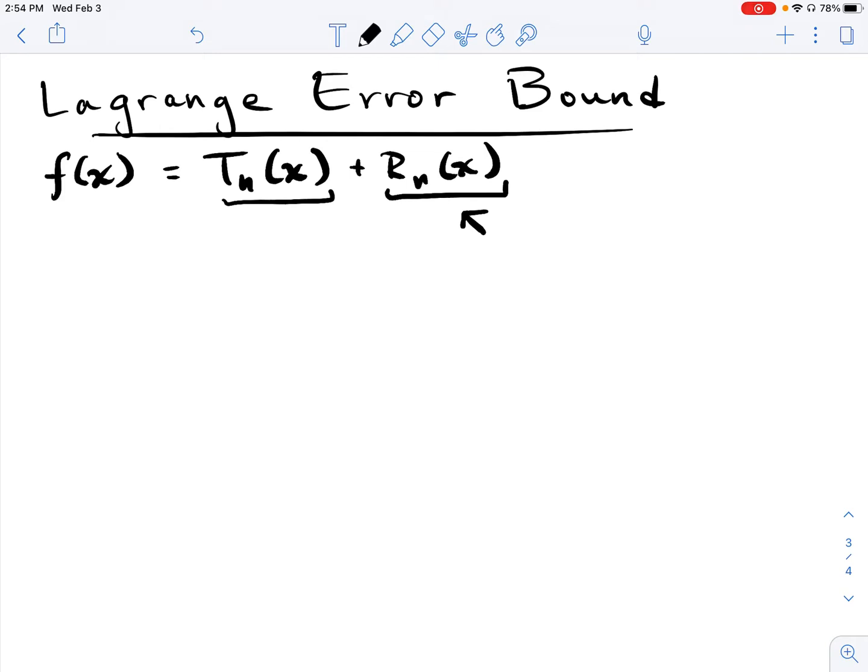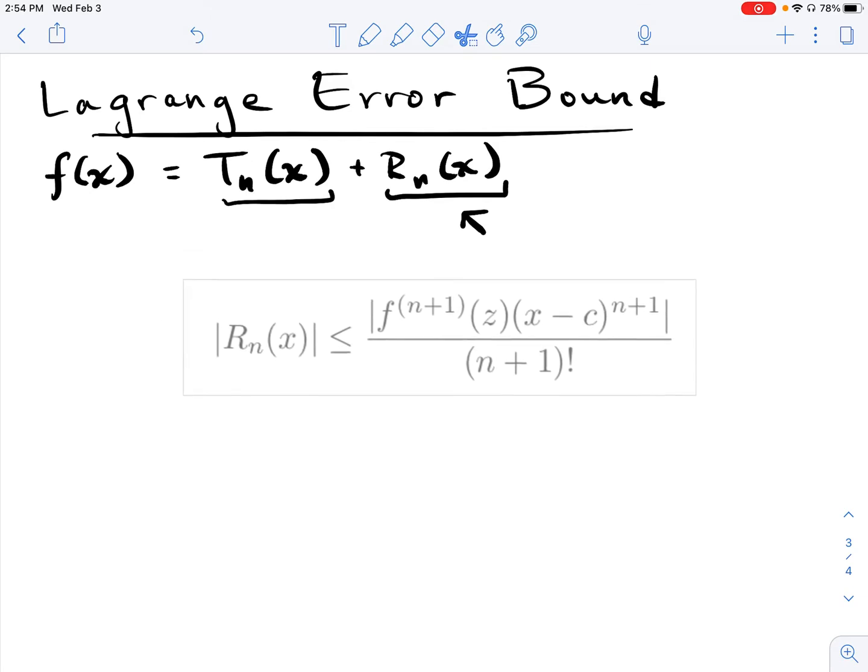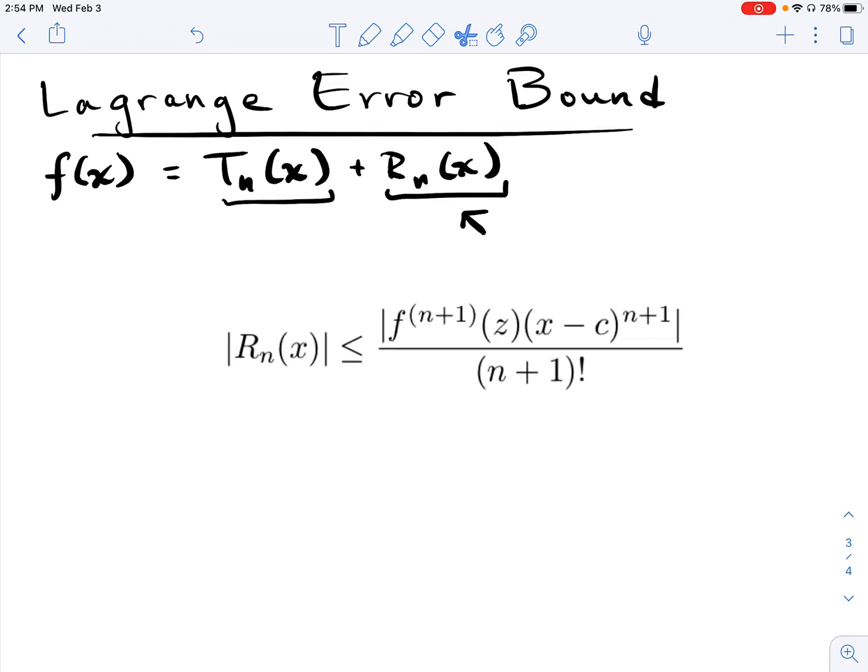The Lagrange error bound simply states the following. It says that there will be some z value between x and c such that the error, our remainder, is less than or equal to what I've just written out here. Now let's pause because there's a couple things to digest here.